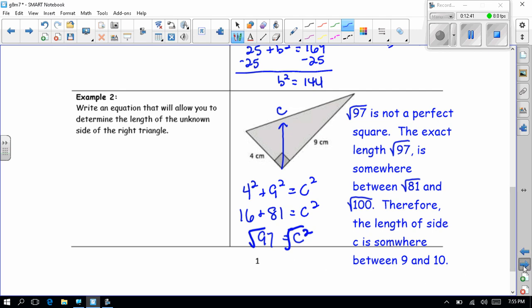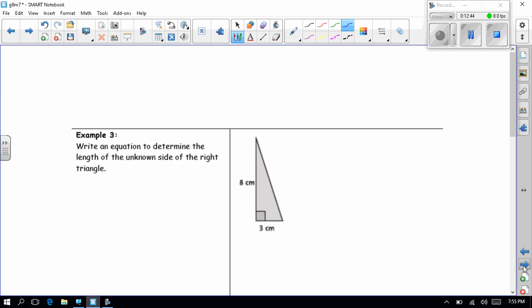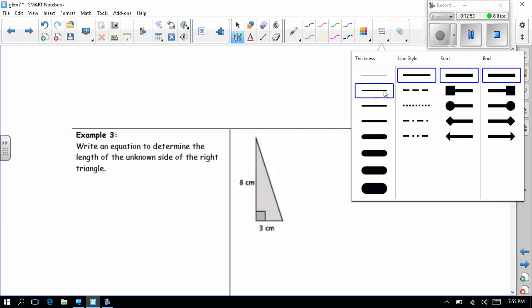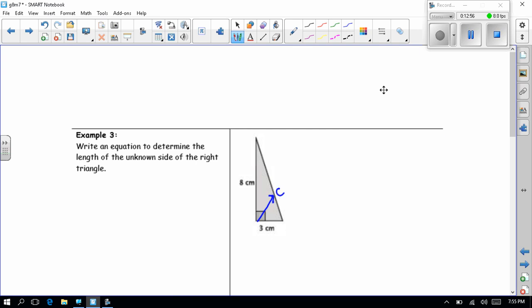Let's do another example together. Same type of thing. We're looking for a missing hypotenuse here. We're missing the C side. So I've got 8 squared plus 3 squared equals C squared. Why don't you go ahead and pause the video and get as far as you can without me, and then come back and see how you did.